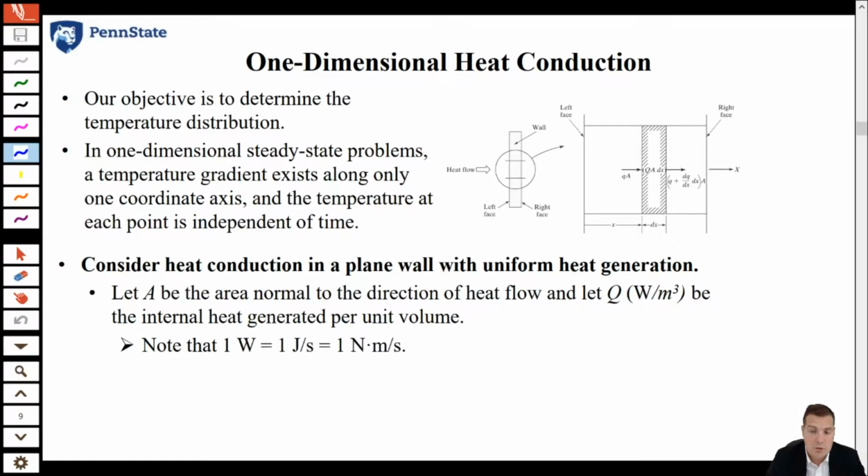So for one-dimensional heat conduction, our objective is to determine the temperature distribution. In one-dimensional steady-state problems, a temperature gradient exists only along one coordinate axis, and the temperature at each point is independent of time. So our problem is a plane wall subject to uniform heat generation.